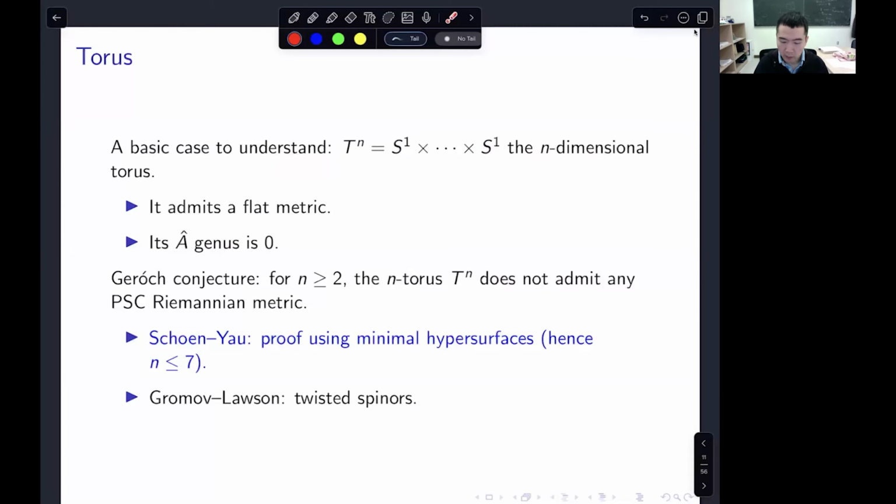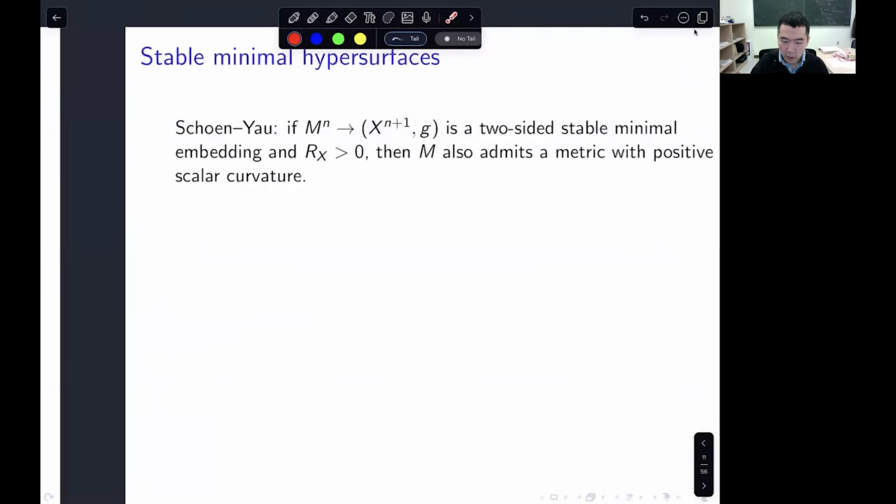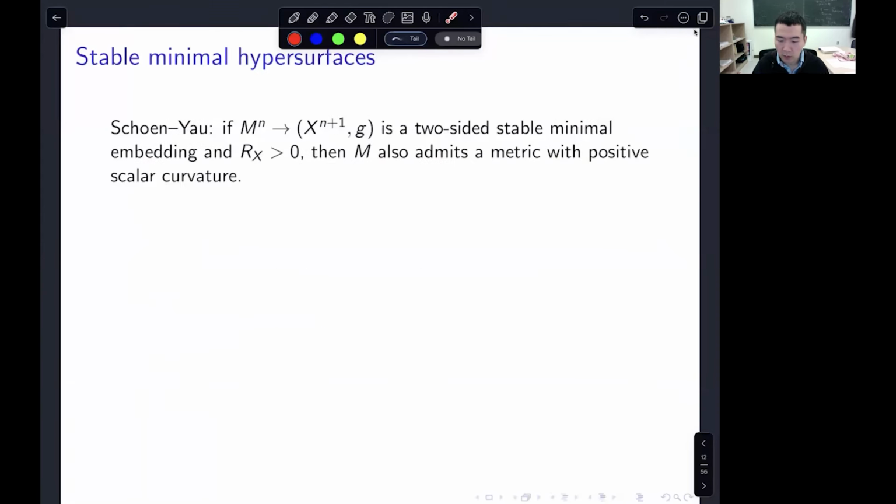So in this talk, I'm going to focus on the first approach, and I'm going to introduce how we can use minimal surfaces and other geometric variational methods in the study of scalar curvature. Okay, so let me focus on the first Schoen-Yau approach using stable minimal hypersurfaces. The basic observation by Schoen-Yau can be summarized in this very short sentence.